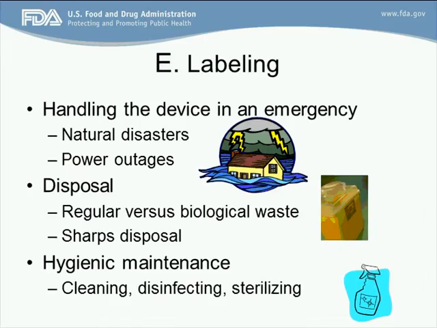Labeling is also extremely important, and in your labeling you should include ways for handling the device in an emergency, for any natural disasters or power outages. I don't know how many power outages we had in this area this summer, but we had quite a few, and people need to know what to do in cases of an emergency like that.